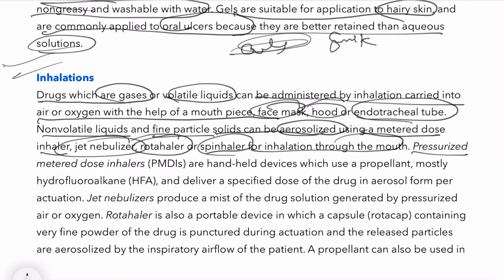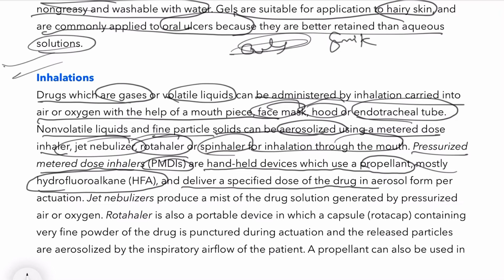Then pressurized metered dose inhalers, pMDIs, are handheld devices which use a propellant, mostly hydrofluoroalkane, which can propel and dissolve the drug easily, and deliver a specific dose of drug in aerosol form per actuation. Per actuation means per dose. Jet nebulizers produce a mist of the drug solution generated by pressurized air or oxygen. Pressurized air or oxygen is used to generate the mist in jet nebulizers.